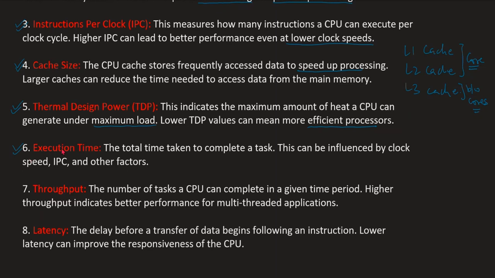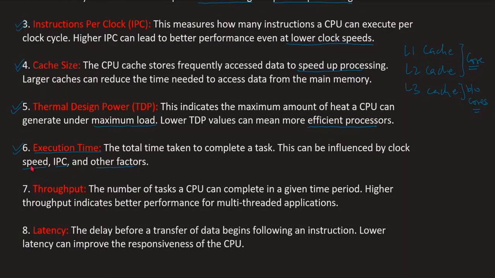Next one is the sixth one, that is the execution time. The total time taken to complete a task is called the execution time. This can be influenced by the clock speed, IPC, and other factors. Execution time of an instruction depends on the clock speed. If the clock speed is high, it will be taking low execution time of an instruction. If the IPC, that is instructions per clock, is high, then also the execution time will be less.